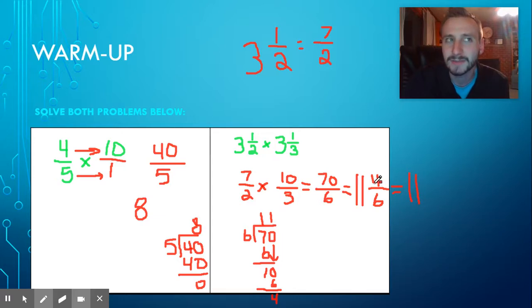2 times what gives you 4? 2. And 2 times what gives you 6? 3. So your most simplified answer would be 11 and 2/3. And that's your answer.